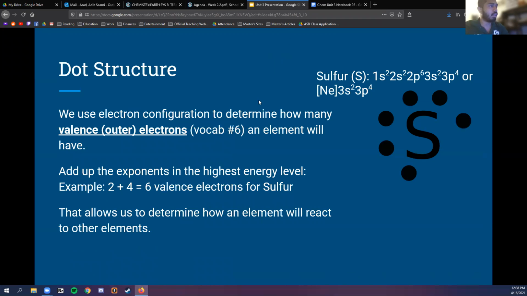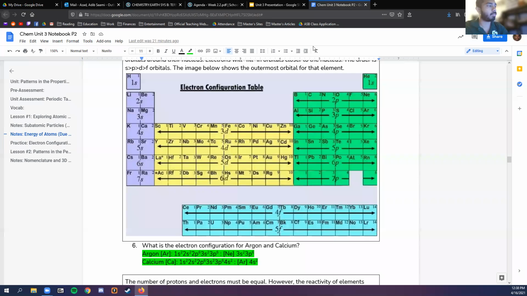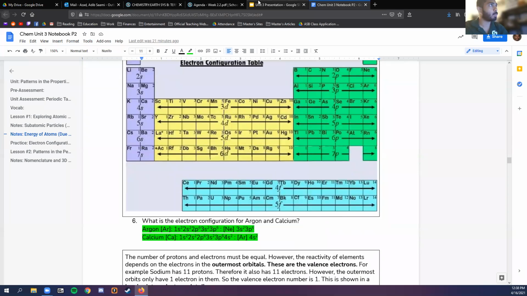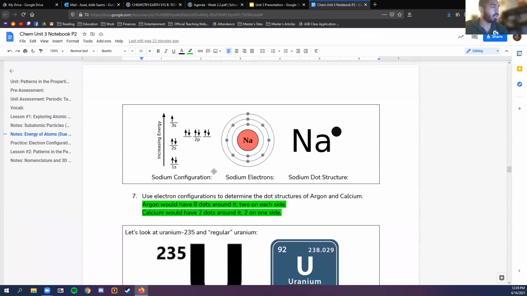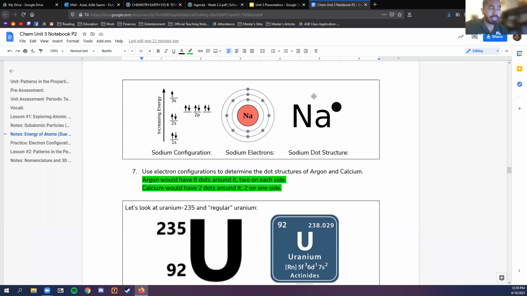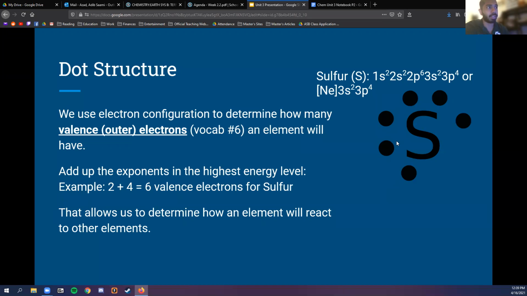Okay. So because we could add up the electrons at that outermost level, we call those valence electrons. And so for sulfur in its outermost energy level, that third energy level, has 2 and 4 electrons. And so it's got 6 total valence electrons. Let's scroll down here. Actually, missed a few. So we did that for argon and calcium. And we went down here for the dot structure. The dot structure is how we show valence electrons. So for sulfur, sulfur's got 6 dots around it. 1, 2, 3, 4, 5, 6.